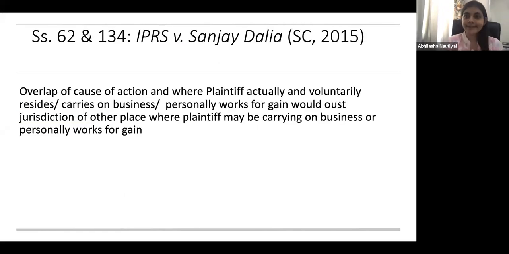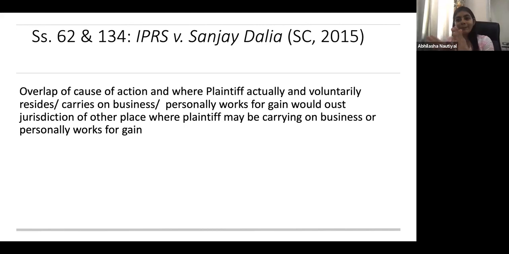Now, in addition to this, there is the Supreme Court judgment of IPRS versus Sanjay Dalia, which tried to further define the jurisdictions which can be availed under Section 62 and Section 134. What the Supreme Court has held is, if there is an overlap, and this is another new facet in the mix that you need to consider when you are deciding the court of appropriate jurisdiction. Like in Section 20 explanation we saw, there is an overlap of cause of action and defendant's subordinate office, right? So that's what Patel Roadways said for the defendant.